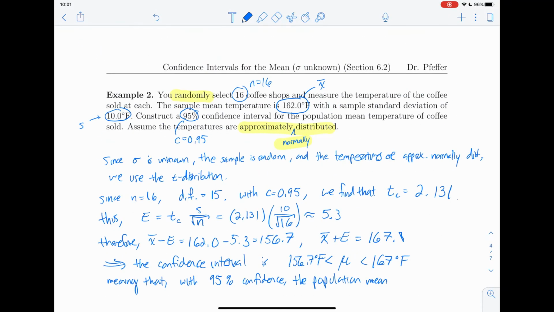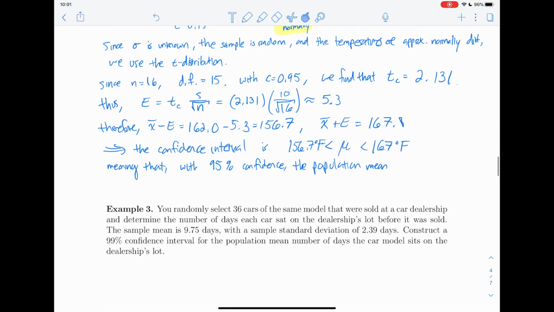we might ask ourselves, what does this mean computing? This is the population mean temperature, or we should say temperature of coffee being sold, is lying somewhere between 156.7 degrees Fahrenheit and 167 degrees Fahrenheit. So this is going to be the appropriate conclusion for what we're doing.